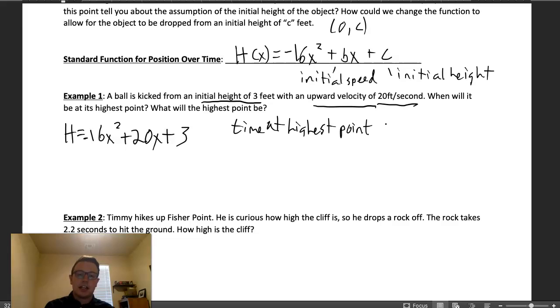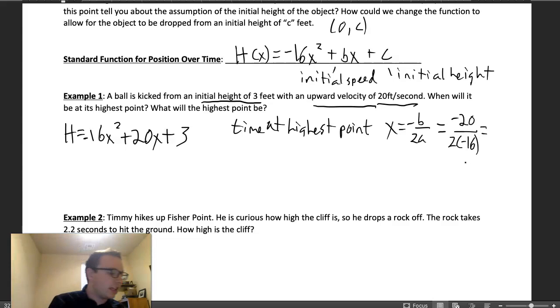The x value for our vertex was x is equal to negative b over 2a. Remember, this was the formula for our axis of symmetry and the x value for our vertex. So this is going to be x is equal to negative 20 over 2 times a, which is negative 16. Throw that into a calculator, and you'll find that our time for the maximum height will be 0.625 seconds.